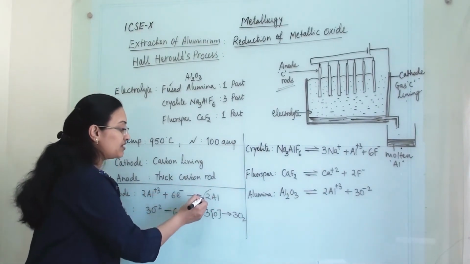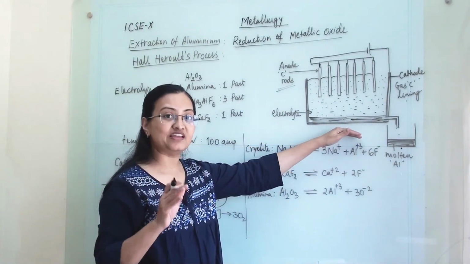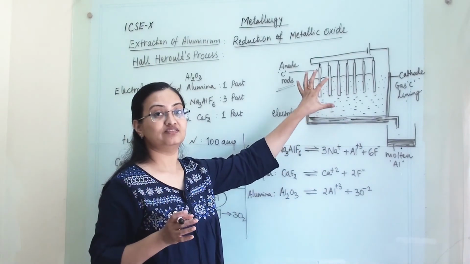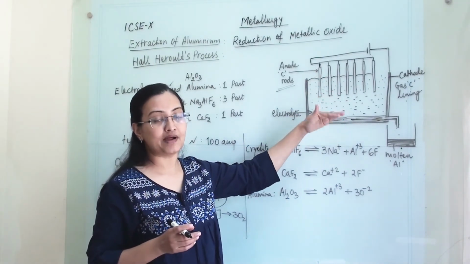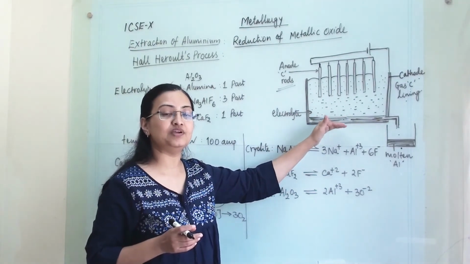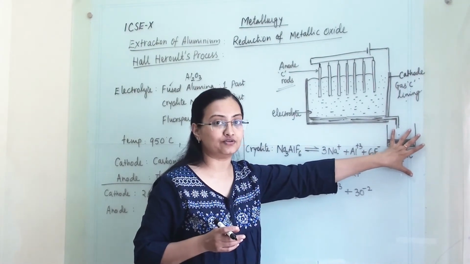Now our important product is aluminum, and that will be in the molten form. Why is it in the molten form? Because this electrolytic reduction's temperature is very high. So whatever metal we get, that metal will be in molten form, and that we are collecting from the bottom of the electrolytic cell.